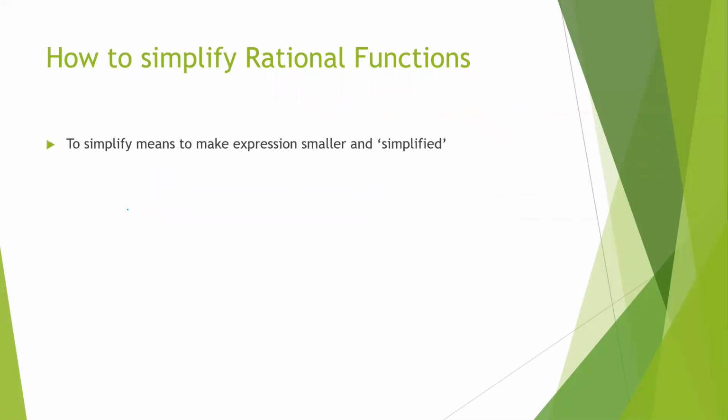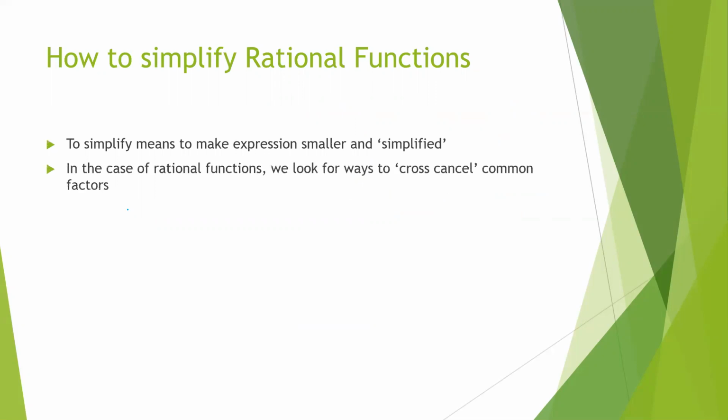So how do you simplify rational functions? To simplify basically means making an expression smaller and more simplified. I know it's a very simple definition, but what I mean by that is that you're trying to reduce it as much as you possibly can. It's very similar to what you would do with fractions, right? So in the case of rational functions, what you're really doing is you're trying to find a way to cross-cancel common factors. So as an example, I'll give you something easier here.